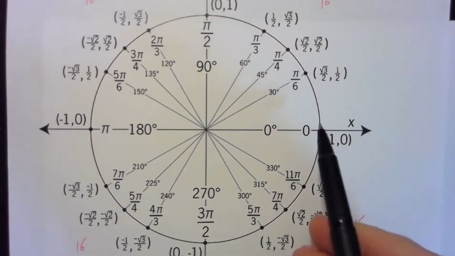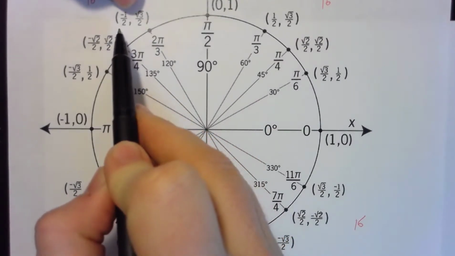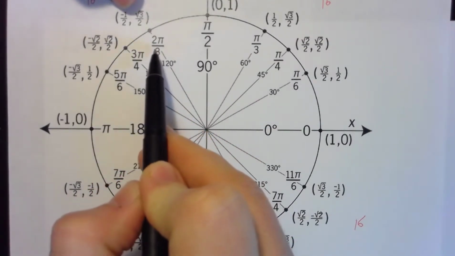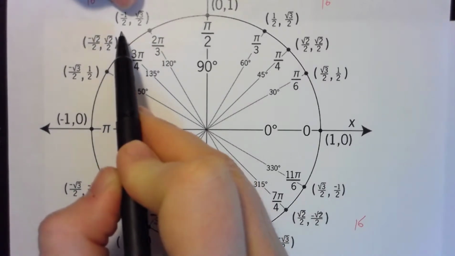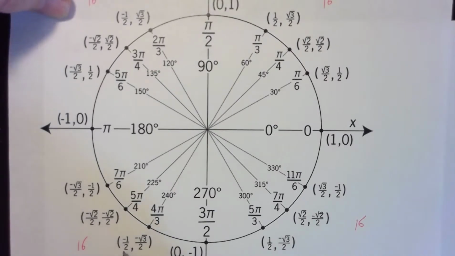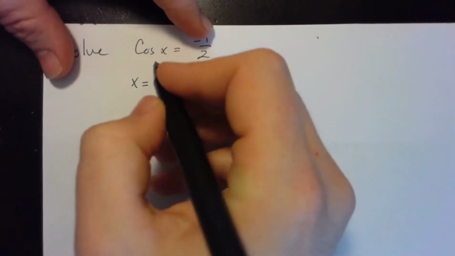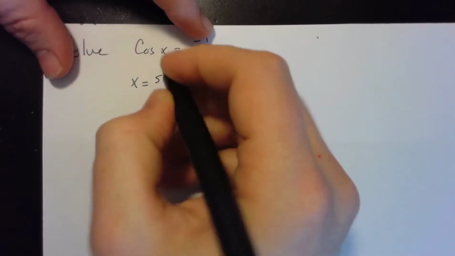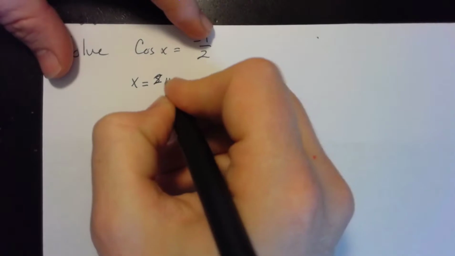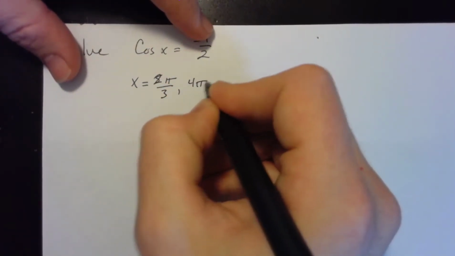You'll notice that if I follow all the values up till here, cosine is always the x value. So the cosine of 2 pi over 3 provides me with a negative 1/2. You'll also notice there's more than one location where this can occur. So the cosine of 4 pi over 3 will also provide me with a negative 1/2. So in that remark, I can say that x is equal to 2 pi over 3, as well as 4 pi over 3.